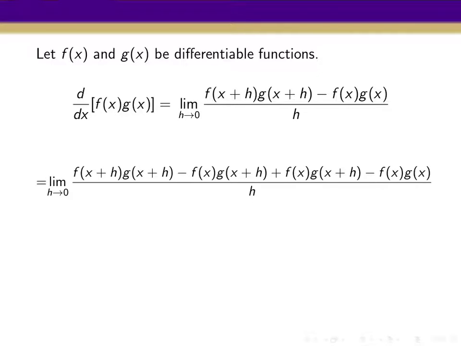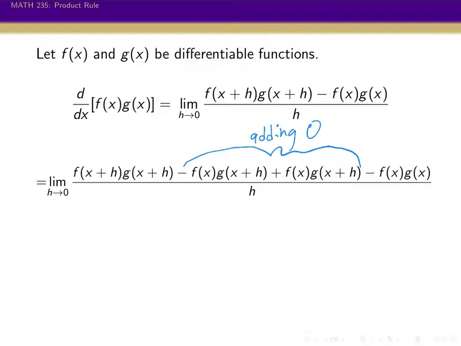In between the f of x plus h and the g of x plus h, we are adding in and subtracting out this factor, f of x times g of x plus h. So we're subtracting it and then we're adding it back in. And so at the end, this really just equates to adding 0.